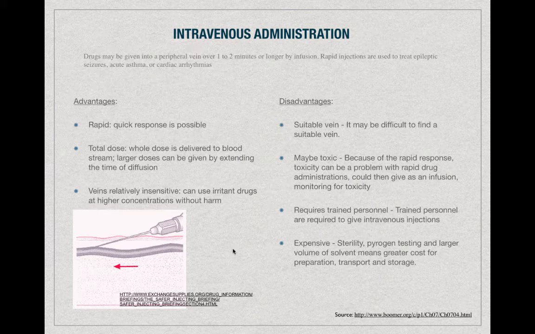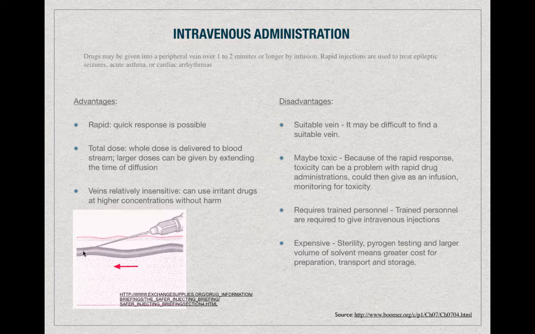So here's an image of an intravenous drug being administered. So here's your needle, and this drug is being directly injected into the vein, into the bloodstream. With everything, there are disadvantages. One of the disadvantages is that you have to find a suitable vein. It can be difficult sometimes to find a suitable vein.